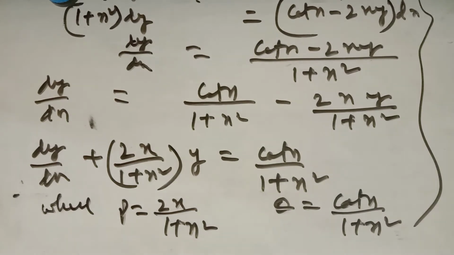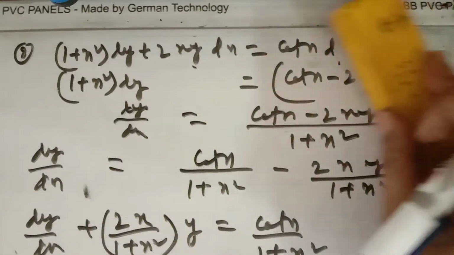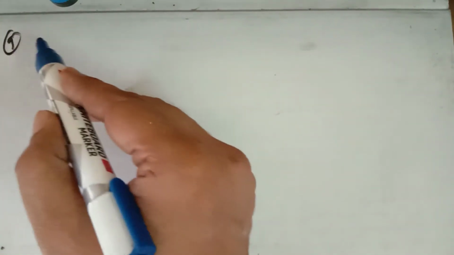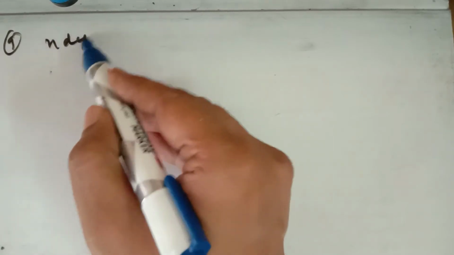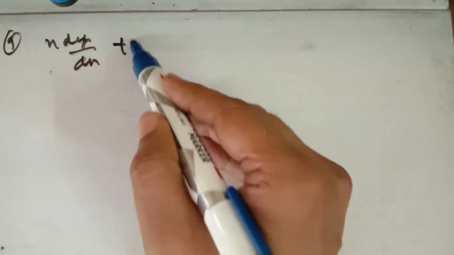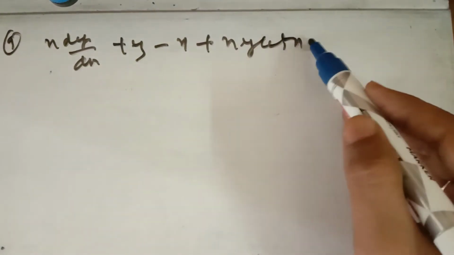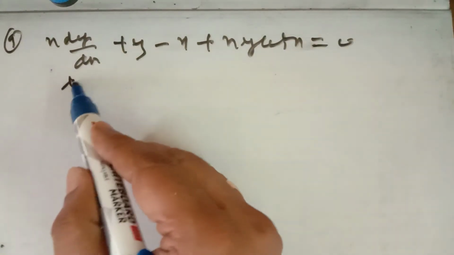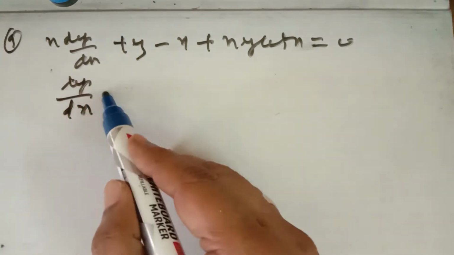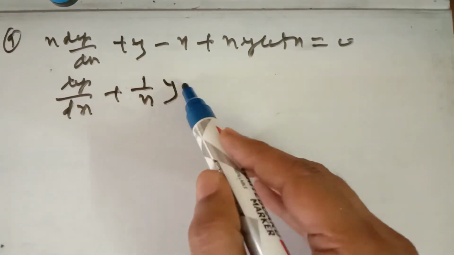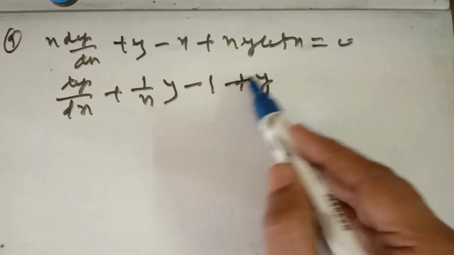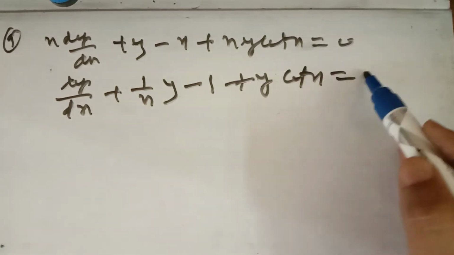Now from question number 9, again this question is not in the standard form. First of all, you have to arrange it in the standard form, which is x dy/dx plus y minus x plus xy cot x equal to 0. First of all, you have to divide the whole equation by x. So it will be dy/dx plus 1 upon x times y minus 1 plus y cot x equal to 0. This is the equation you are getting.